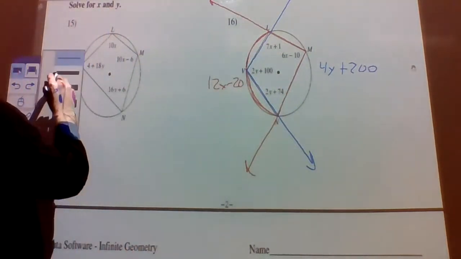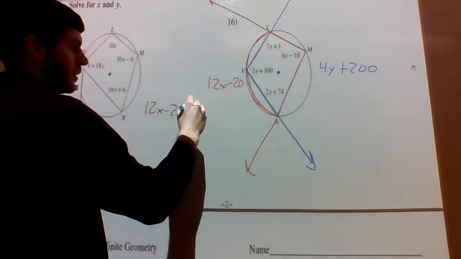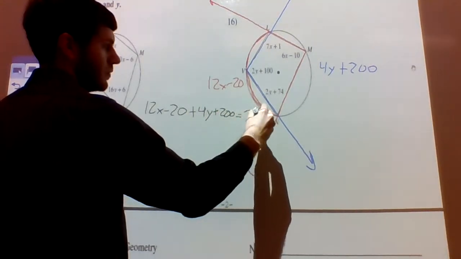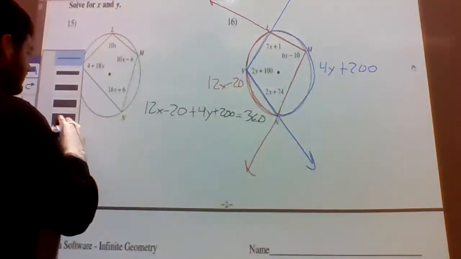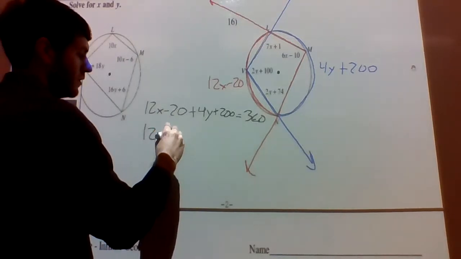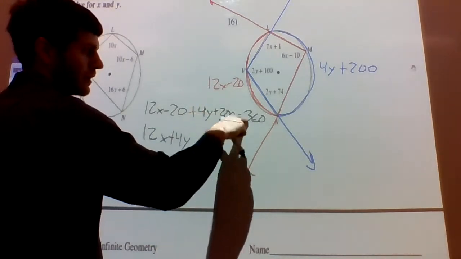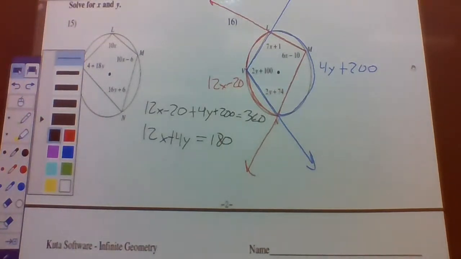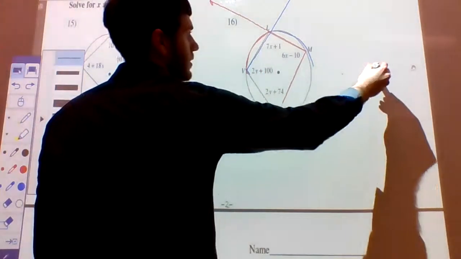So here again we have 12x minus 20 plus 4y plus 200 is going to equal 360 all the way around. Okay. So 12x plus 4y, that's going to be plus 180. So we're going to subtract 180 from both sides. So that's going to equal 180. 360 minus 180 is 180. Okay, and then we can erase all this and do the other equation now.